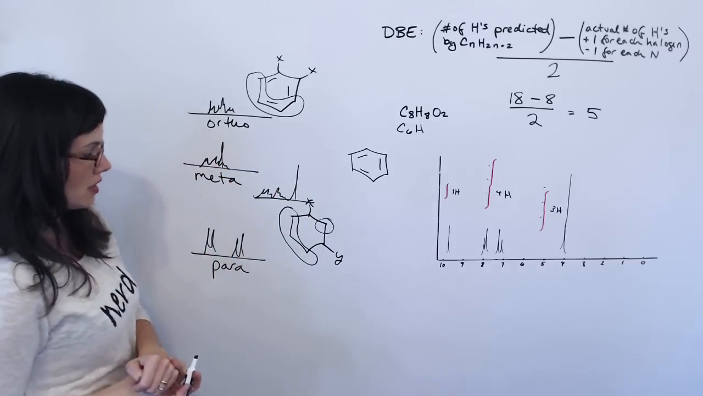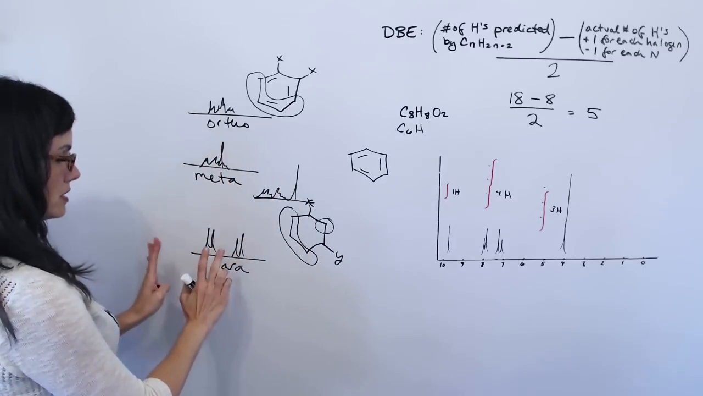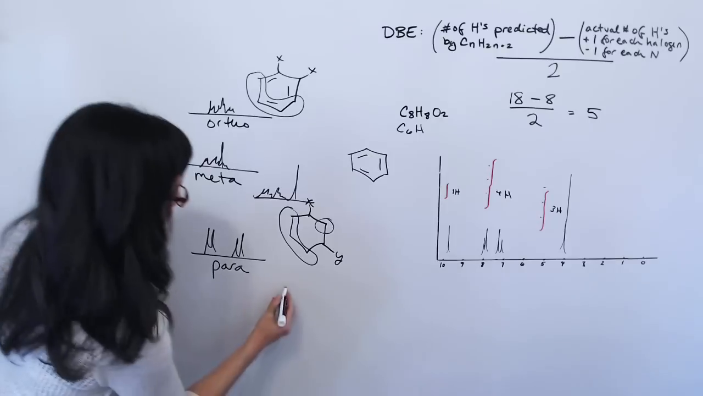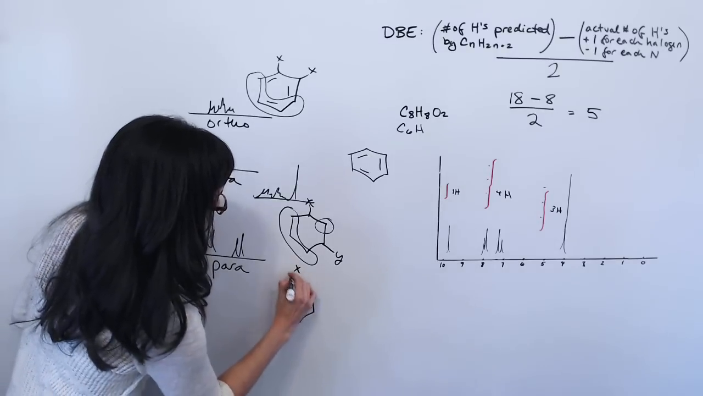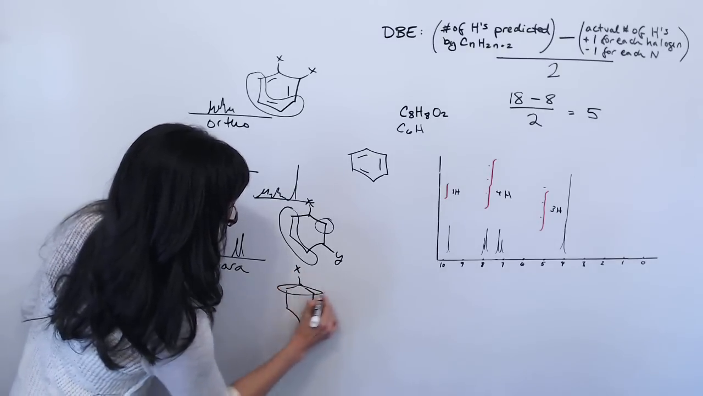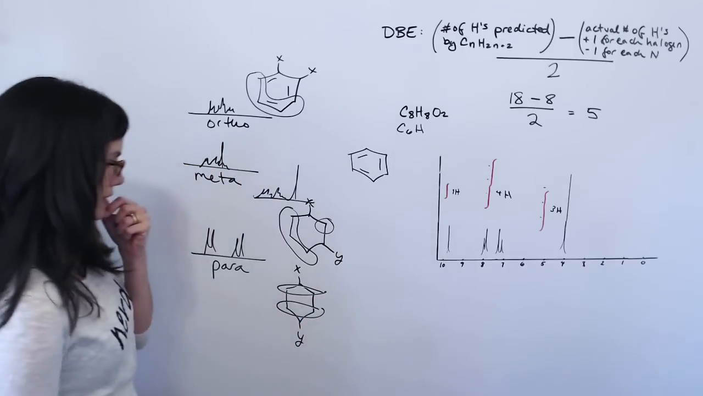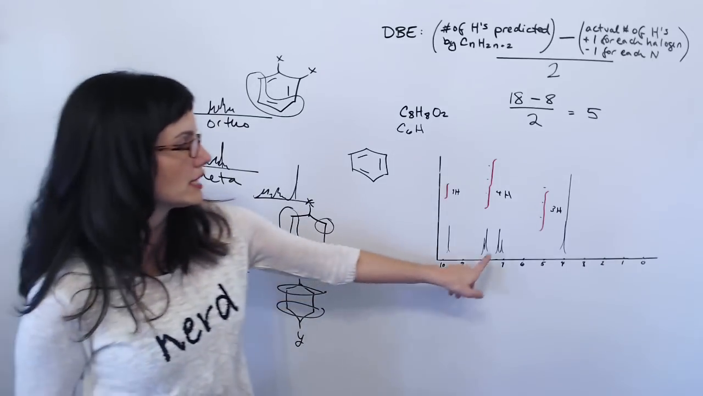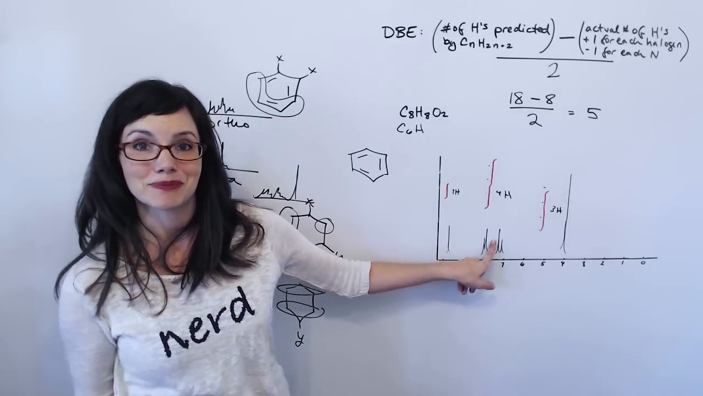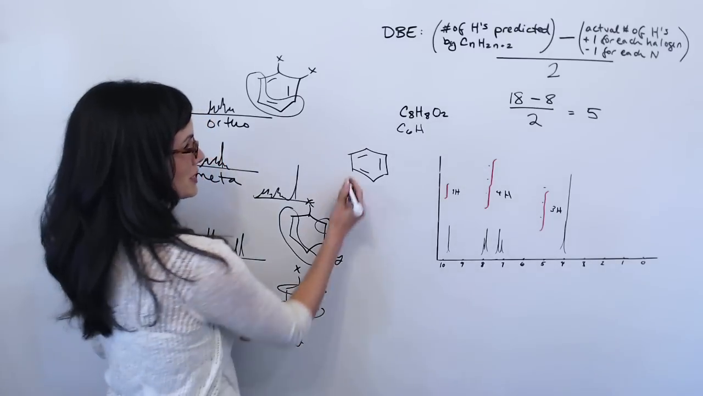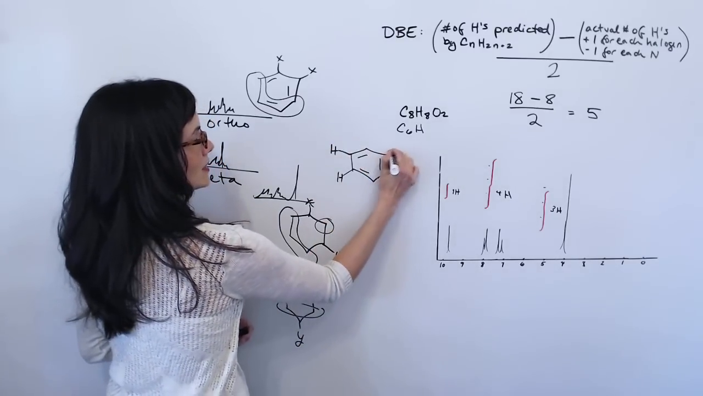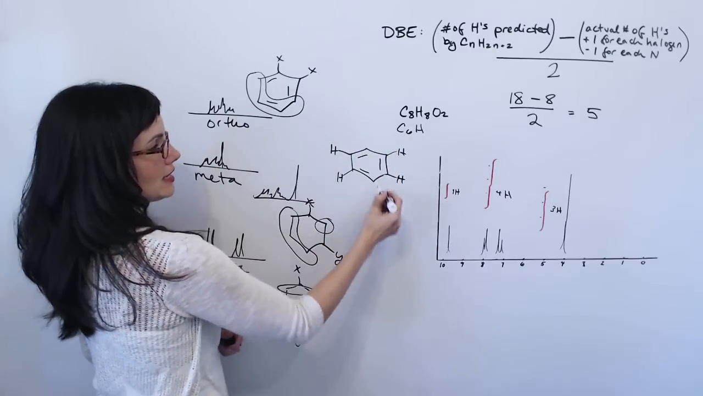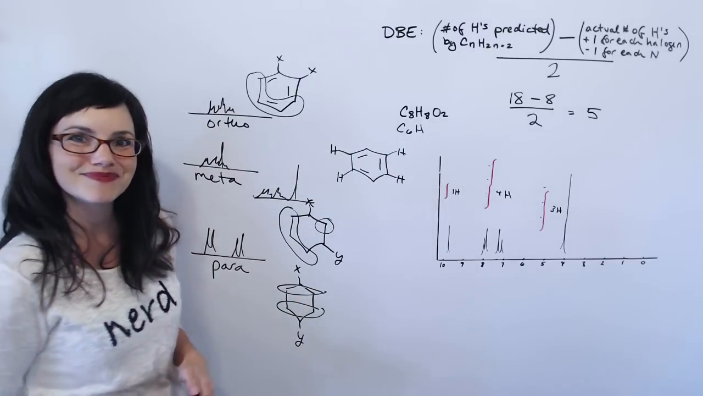Now, with para-substituents, you're going to get a doublet-doublet pattern, 2 doublets. And that's caused by these protons and these protons. These cause a doublet and these cause a doublet. And you can see right here that we have a doublet-doublet pattern. So we know that our 4 protons are here and here. We've got one substituent on this side and one substituent para to it.